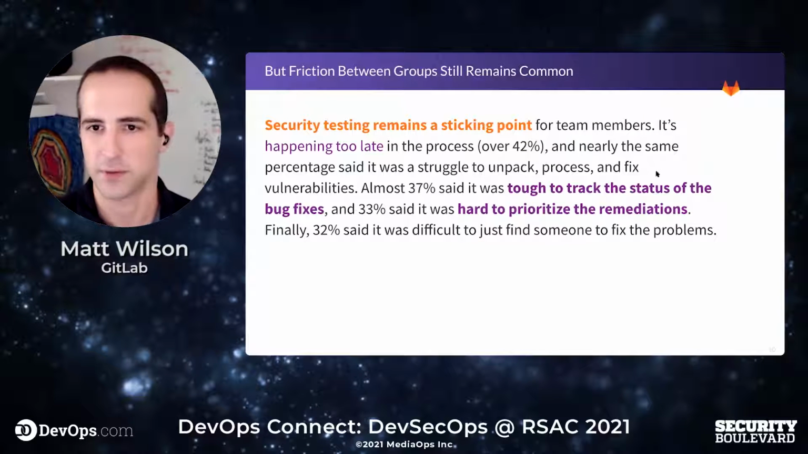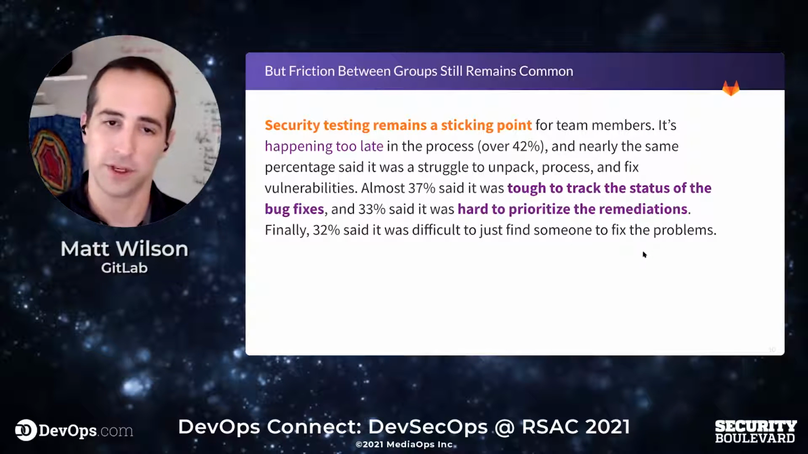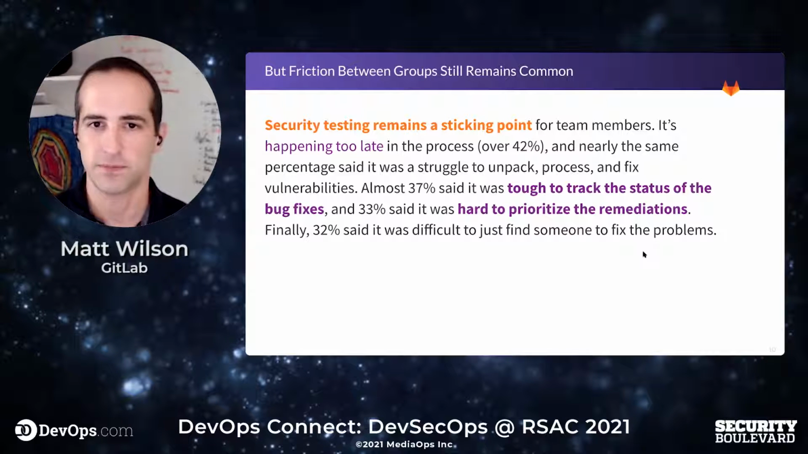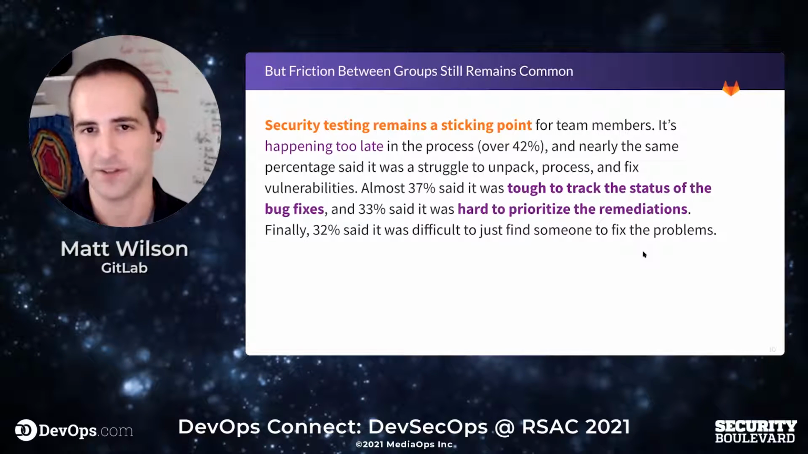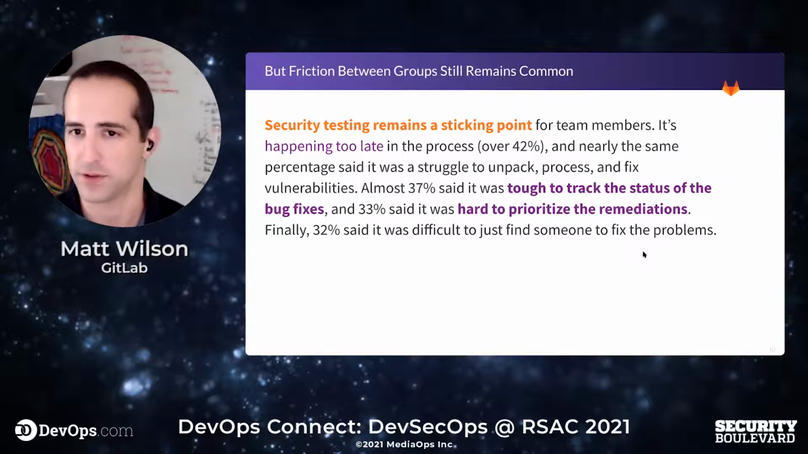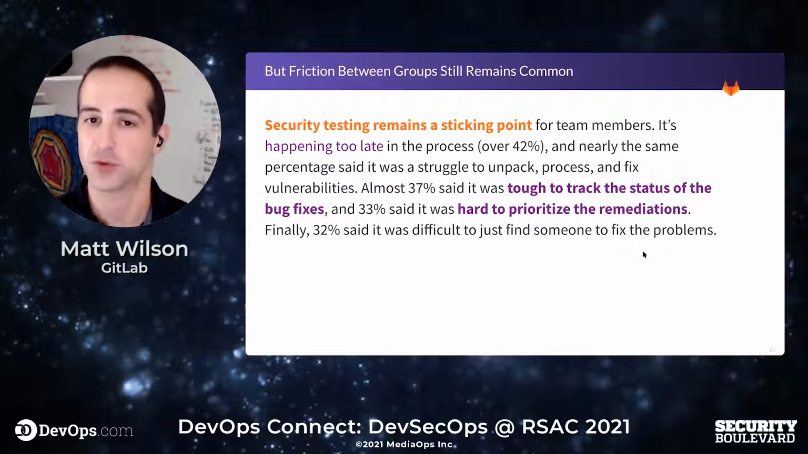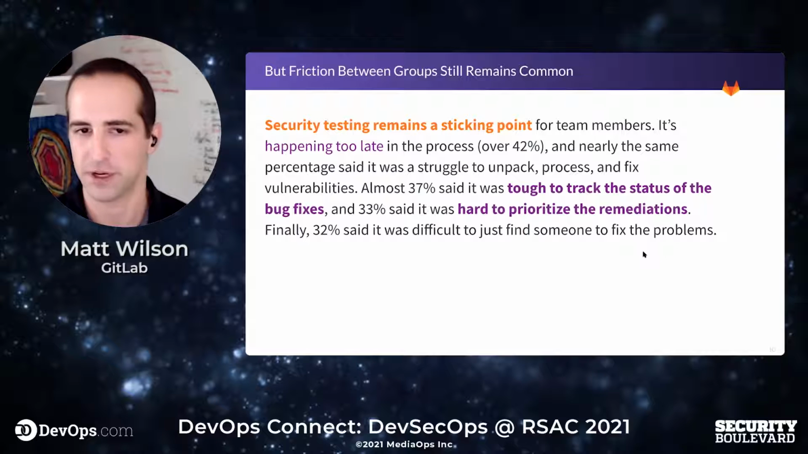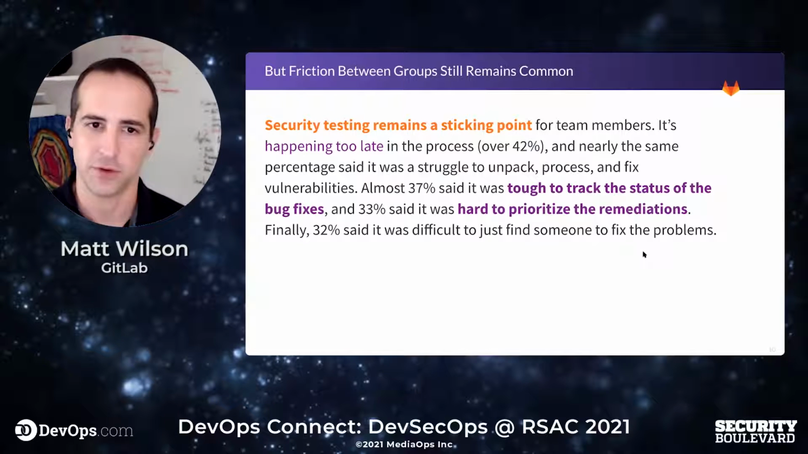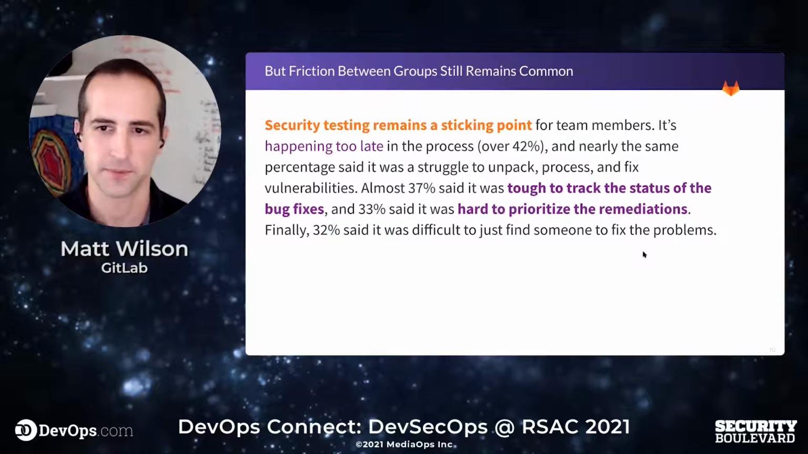And we see this in some of the responses from the security teams. Their main sticking point is that the testing itself is really not going the way that they would expect. So high percentages say things like it's happening too late in the process, that they struggle to unpack, process, and fix. So if you want to think about the actual triage and remediation process, it is challenging. It's tough to track the status of bug fixes. So this speaks to using different tools and disconnected processes to actually identify and then manage the remediation of vulnerabilities.